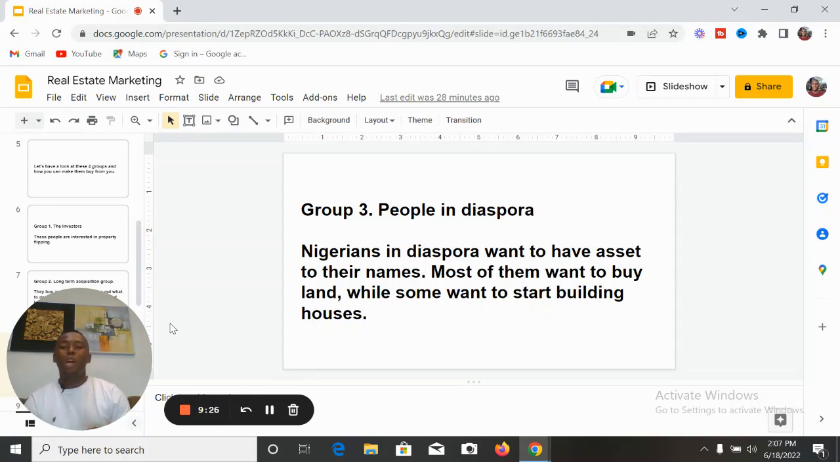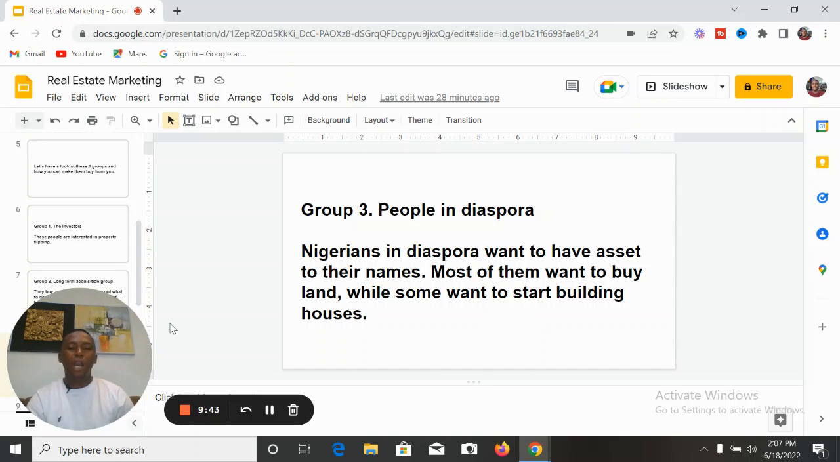Nigerians in diaspora, they want to have assets to their names. They want to buy land. Some of them want to start building. Some of them are even looking for houses. Some want to buy land to build hotels. Some want to buy land to build short-let apartments. See, these people are looking for assets to their name. Find them, sell to them.